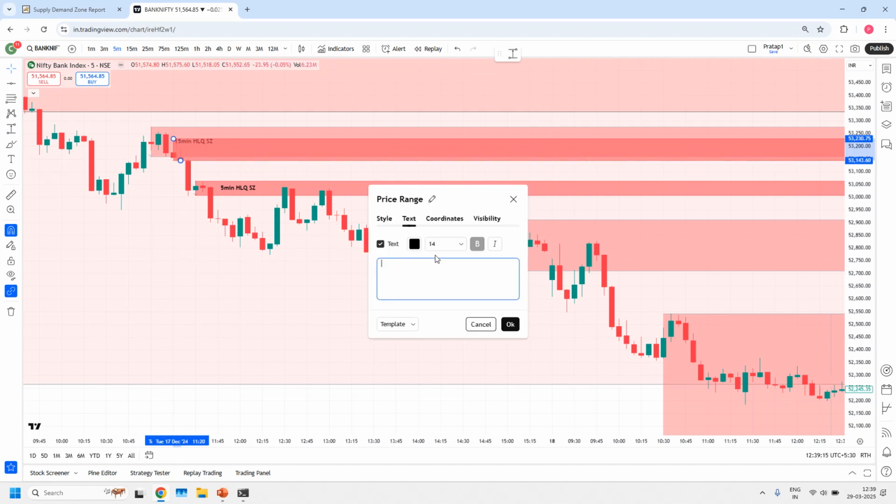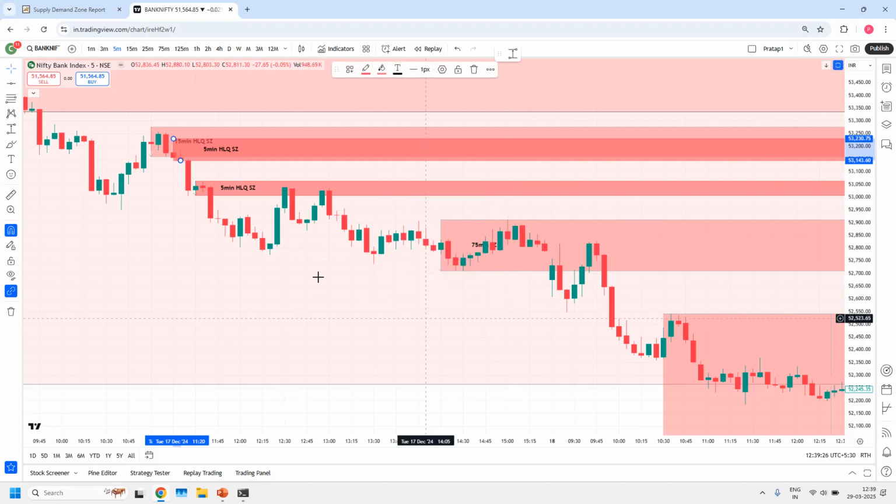And this is a 5 minutes high liquidity supply zone. Inside 15 minutes supply zone, 15 minutes high liquidity supply zone. 15 minutes is a high liquidity zone that is having a fine-tuned 5 minute zone. That fine-tuned 5 minute zone is also a high liquidity zone.